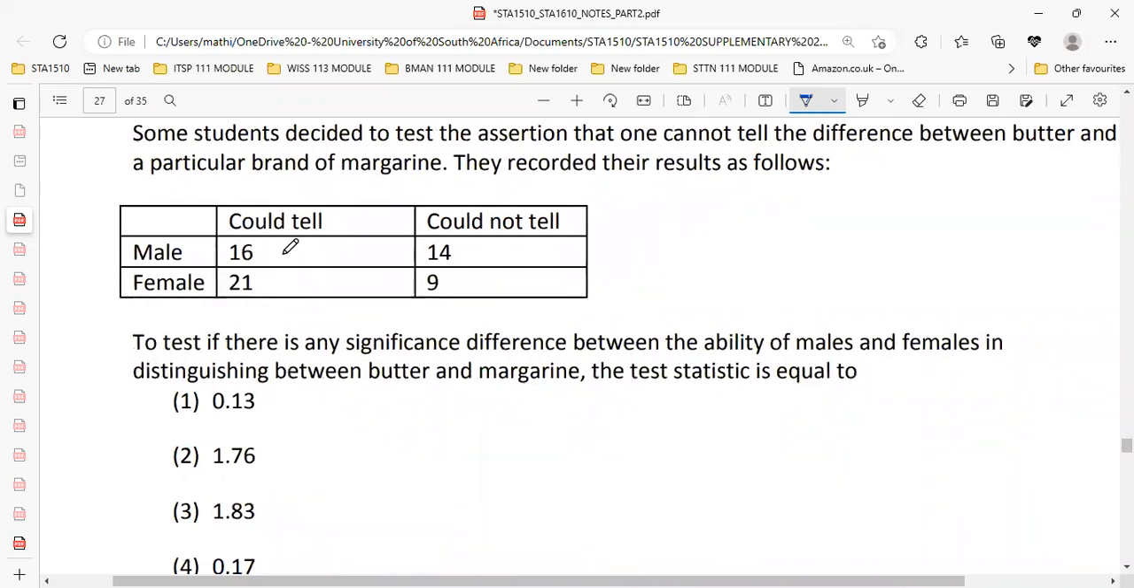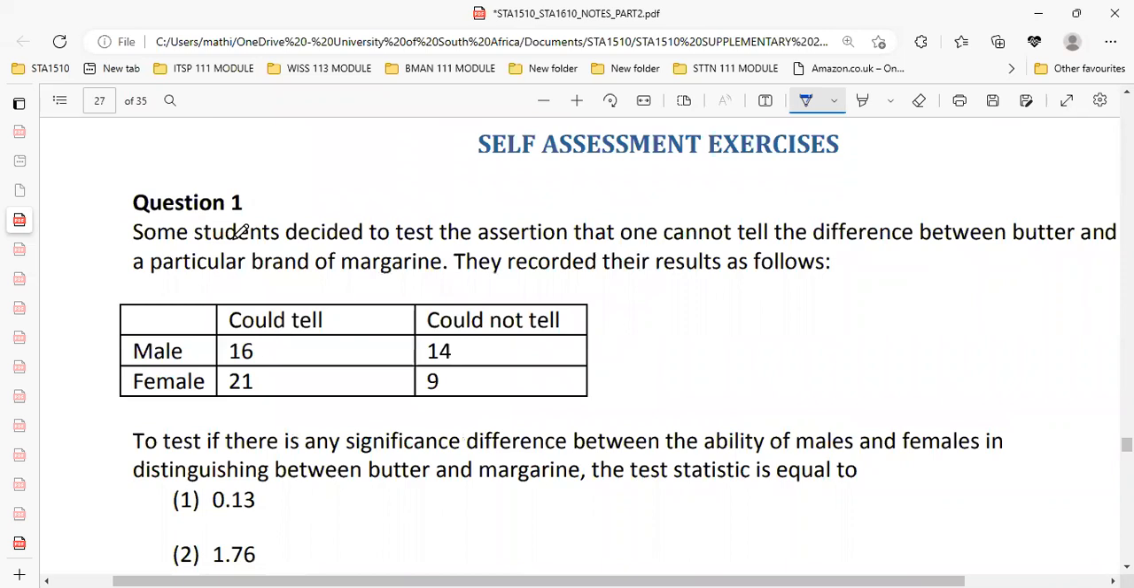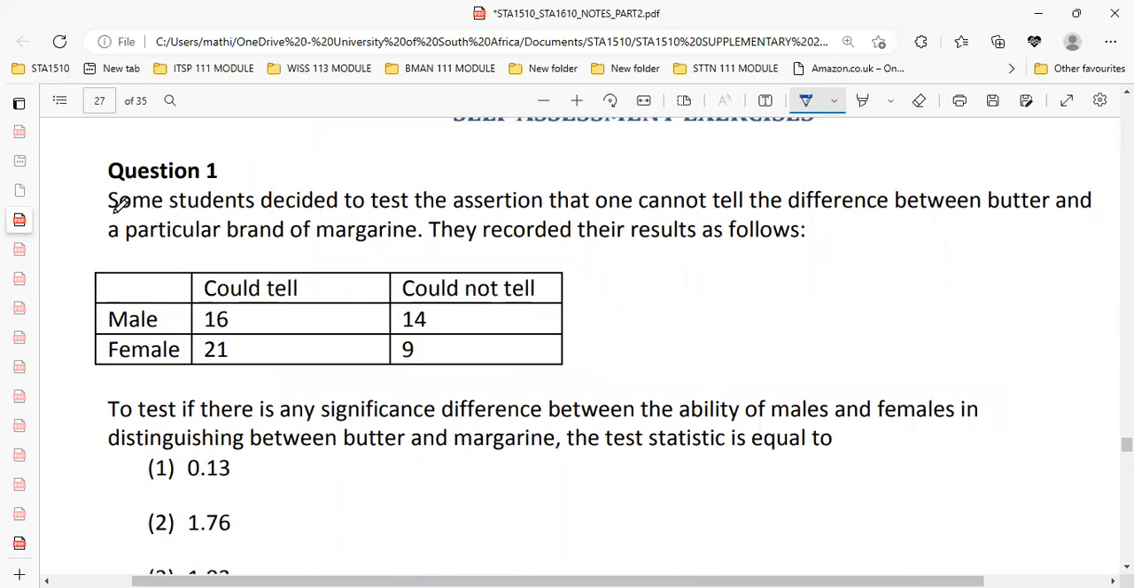Okay, here it's question 1. Let us look at question 1. We are required to calculate the test statistic. So looking at question 1, some students decided to test the assertion that one cannot tell the difference between butter and a particular brand of margarine. They recorded their result as follows.